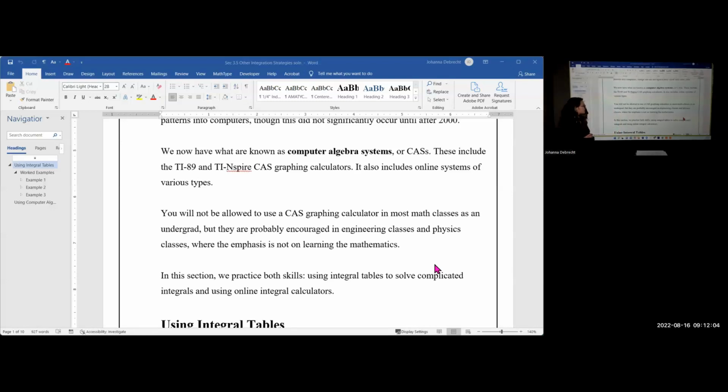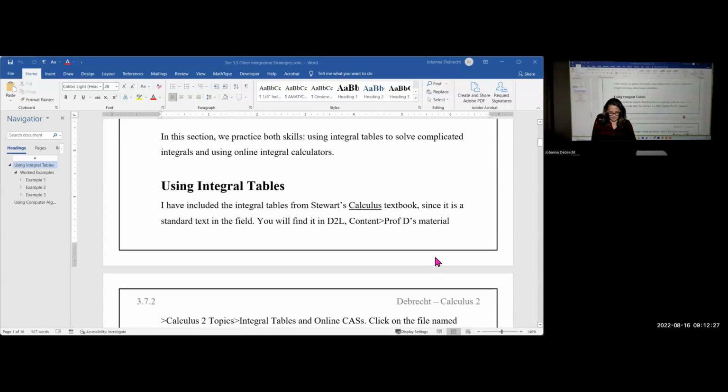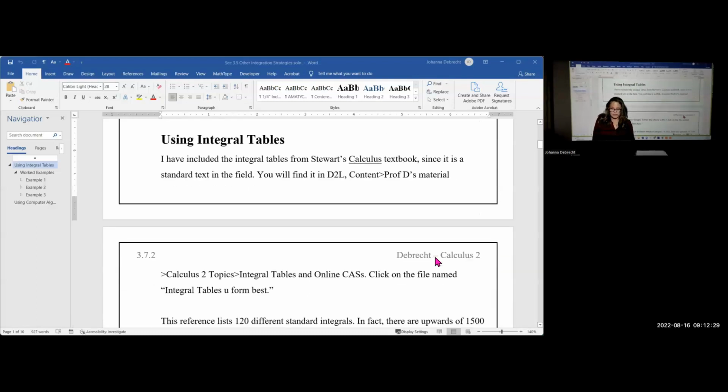Very important. Again, we can also use what's called a computer algebra system. We'll use a couple of online ones, but there are some graphing calculators that have computer algebra system ability. That would be the TI-89 and the TI-Inspire CAS. There's one by Sharp as well, but I can't remember the name of it. So there are some graphing calculators that are capable of this.